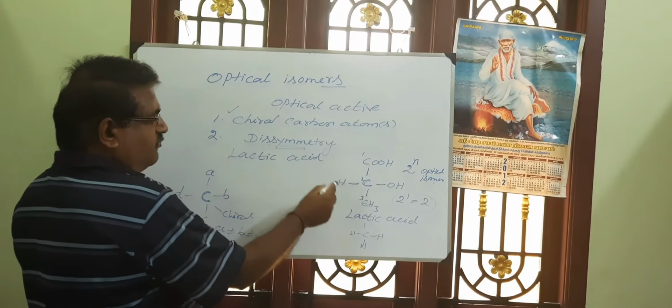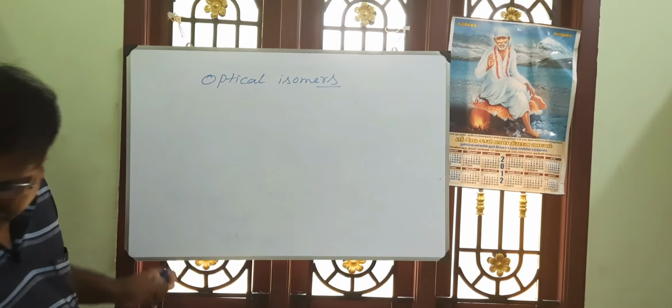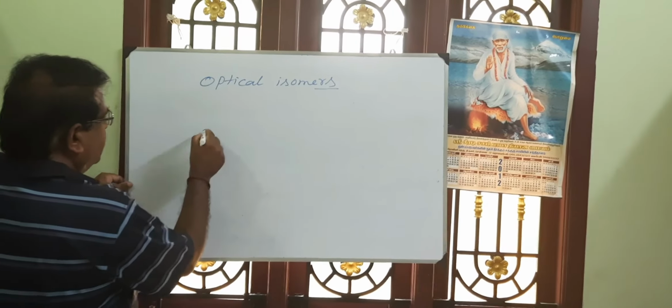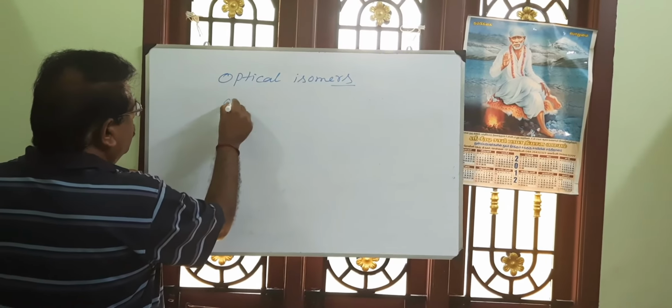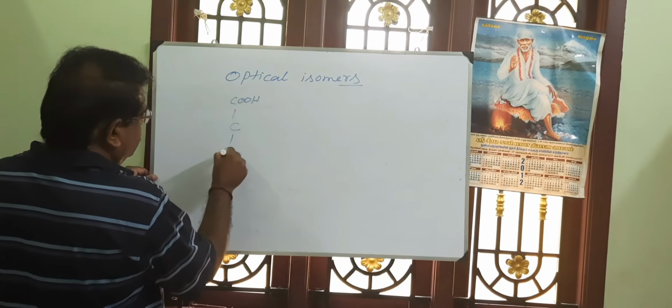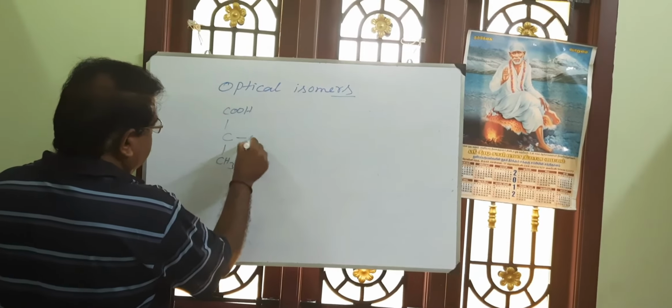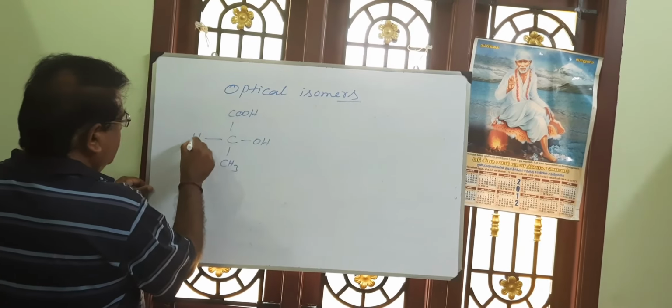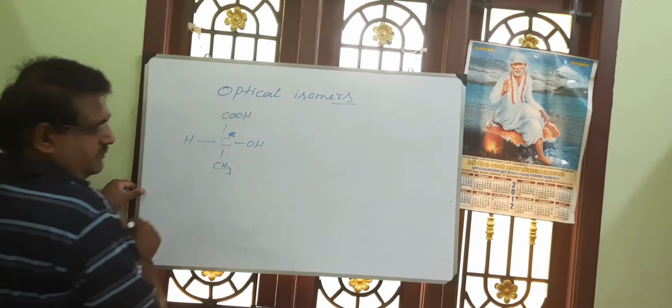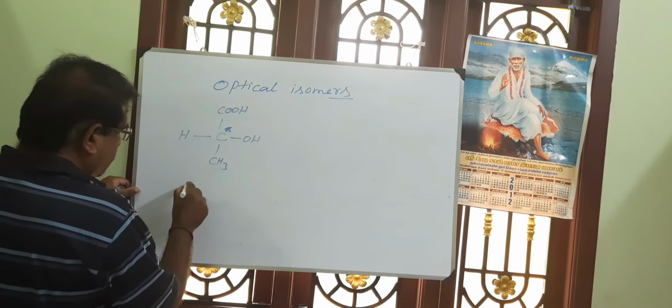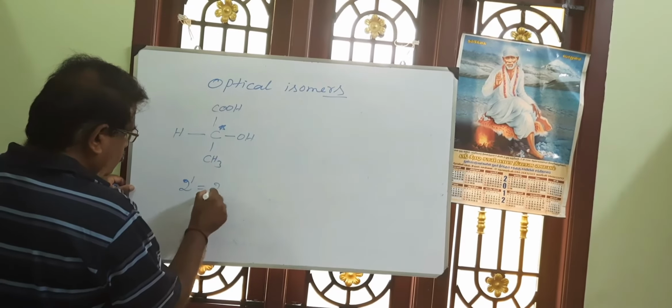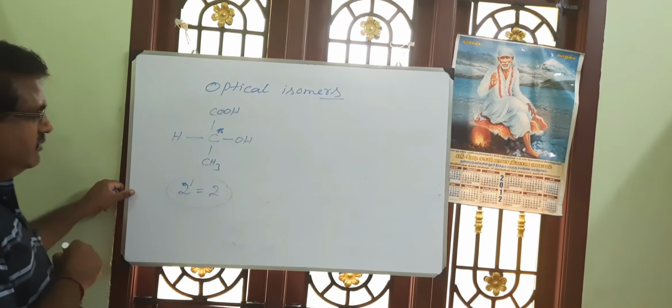Now, consider the lactic acid. So what is the structure of lactic acid? C, COOH, CH3, OH and H. So this is the chiral carbon atom. So only 1 chiral carbon atom, so 2 power 1 is equal to 2. 2 optical isomers are possible.